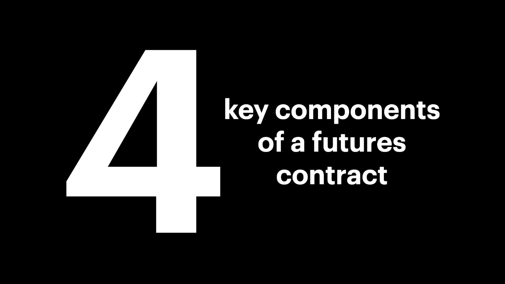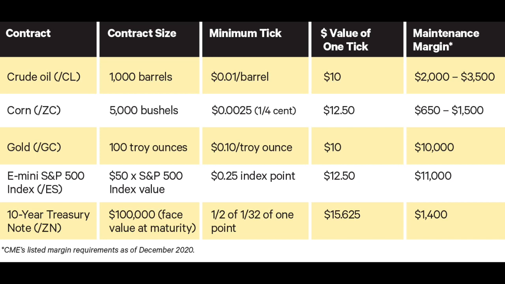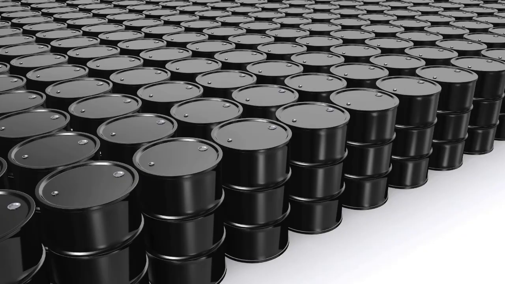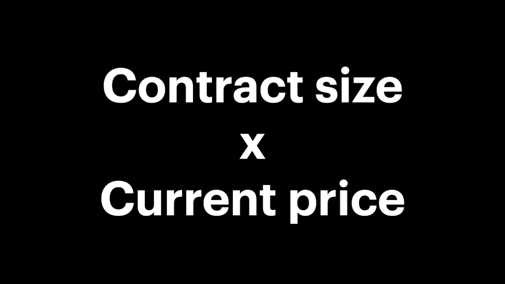It's important to note that for ease of universal comprehension and to facilitate trading on a futures exchange, these components are standardized by contract type. 1. Contract size. A futures contract has a standardized size that does not change, but it can be different for each product. As an example, one contract of crude oil represents 1,000 barrels, while one contract of gold futures represents 100 troy ounces. 2. Contract value, aka the contract's notional value. Contract value is simply calculated by multiplying the size of the contract by the current price.